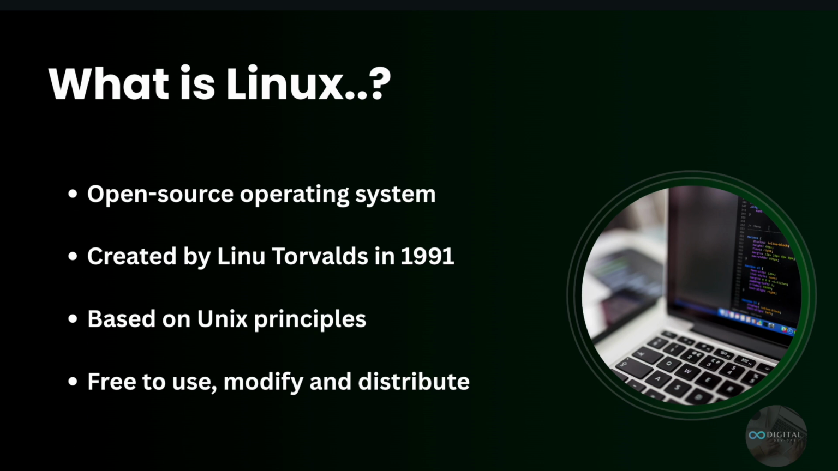So what exactly is Linux? Linux is an open source operating system. That means the source code is freely available for anyone to view, use, modify and distribute. It was created by Linus Torvalds in 1991, when he wanted a free alternative to Unix. Over time, a global community of developers contributed to its growth, making Linux incredibly powerful, stable, and flexible. Today, it's used in servers, cloud computing, embedded systems, and even mobile devices.